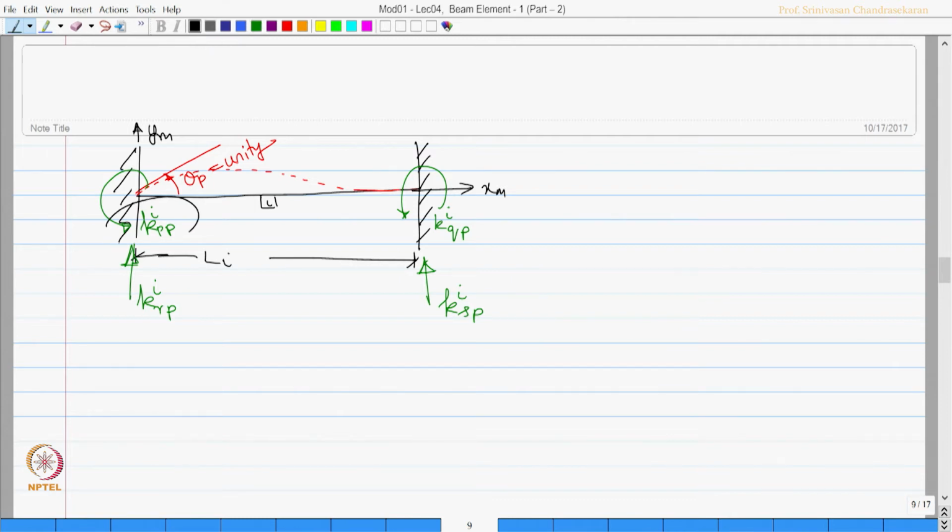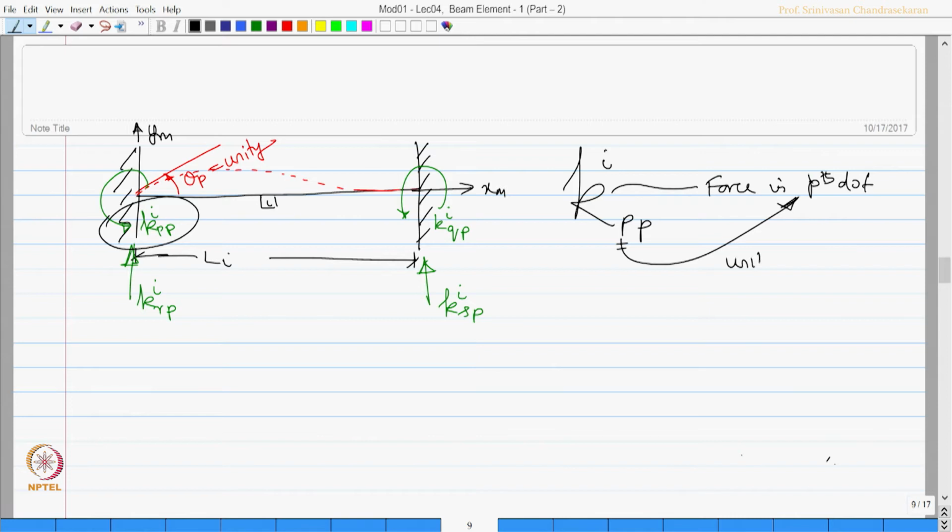Take for example, this notation K I P P. What does it mean? This is actually force in pth degree of freedom. Okay. So, the first P represents this by giving unit displacement in pth degree of freedom. The second one represents this, and this notation represents, this is meant for the ith member.